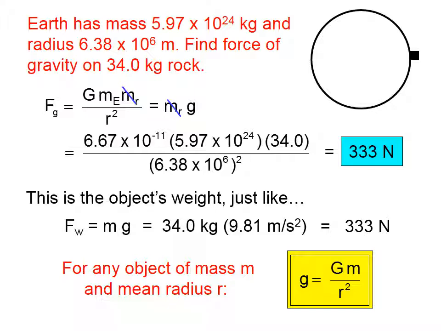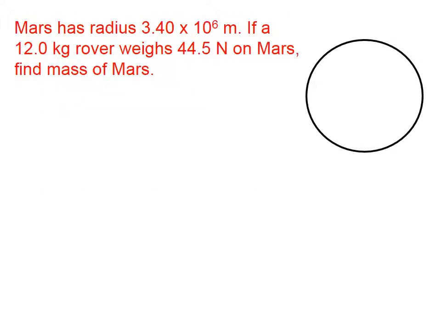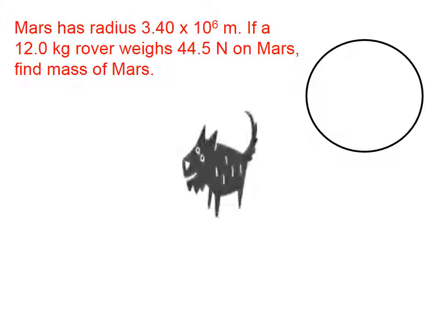We could use this same expression to find the acceleration due to gravity on the Moon, or on Mars, or on Venus. We simply have to put in this equation, along with the gravitational constant, the mass of those planetary bodies and the mean radius of those planetary bodies. That's pretty neat. If a 12 kilogram rover weighs 44.5 newtons on Mars, find the mass of Mars.